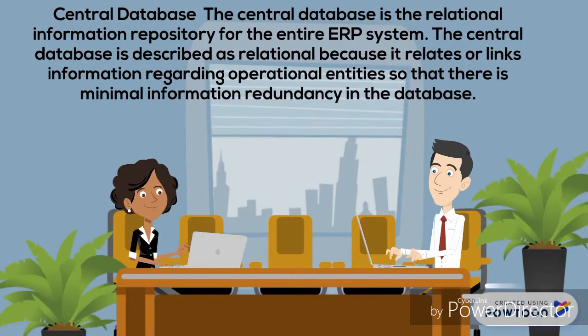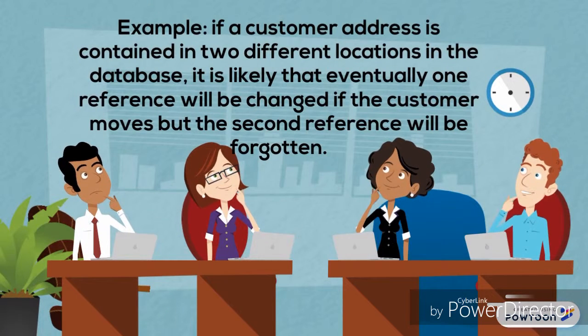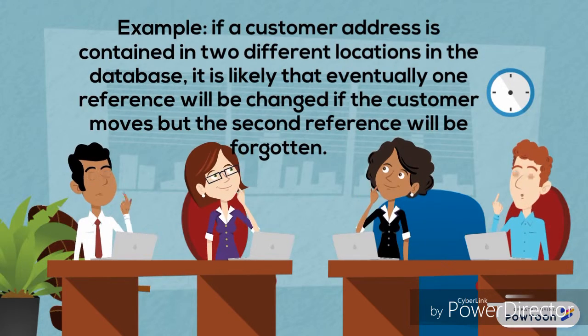The central database is the relational information repository for the entire ERP system. The central database is described as relational because it relates or links information regarding operational entities so that there is minimal information redundancy in the database. Example, if a customer address is contained in two different locations in the database, it is likely that eventually one reference will be changed if the customer moves, but the second reference will be forgotten.